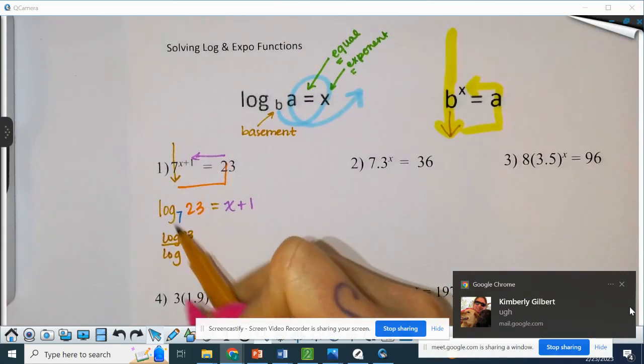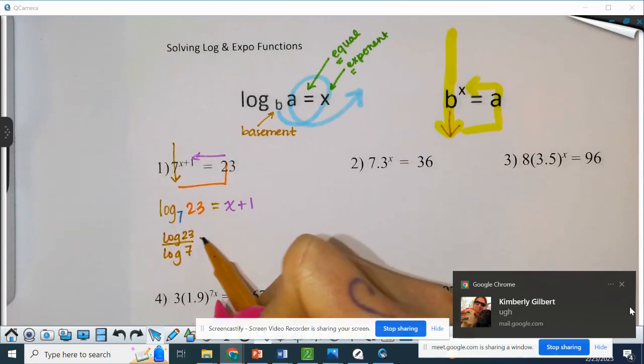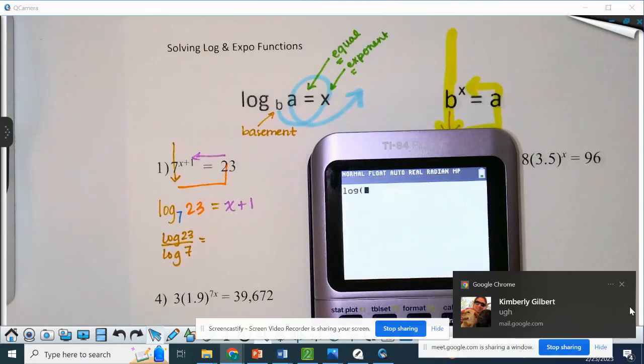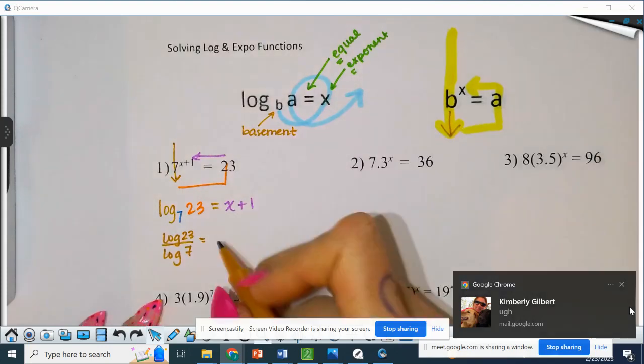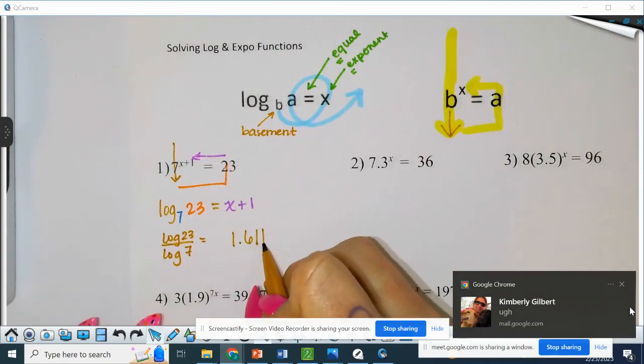So if you take what's on the top, like the main line, put it on the top, and the basement stays in the basement. If you do log 23 divided by log 7, it gives you your answer as well. I usually go 3 decimal points out just for accuracy. Do whatever your instructions tell you. If there are no instructions, then I would prefer 3 out.